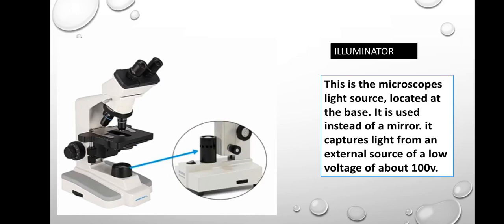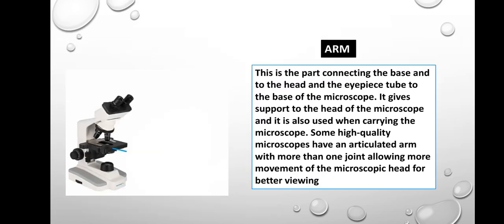Illuminator. This is the microscope light source located at the base. It is used instead of a mirror. It captures light from an external source of low voltage of 100 volts.